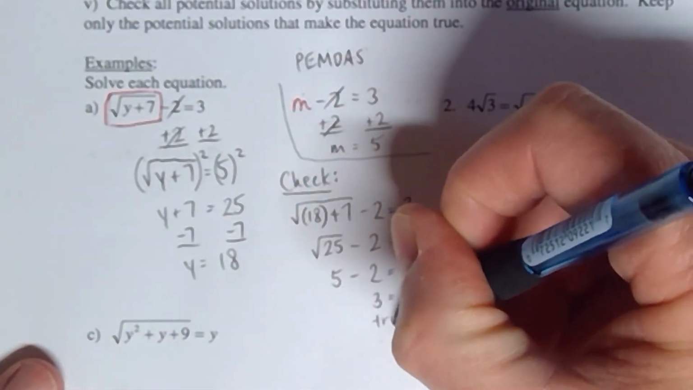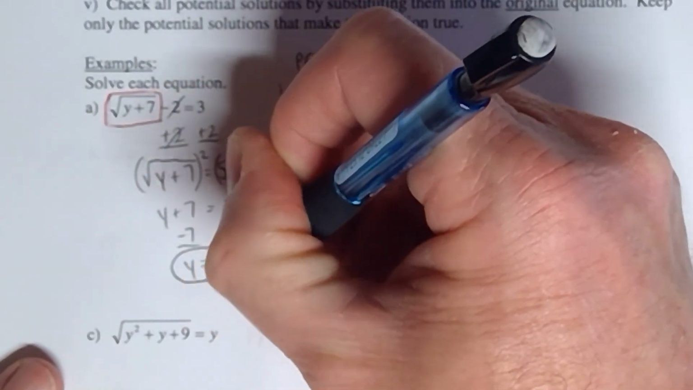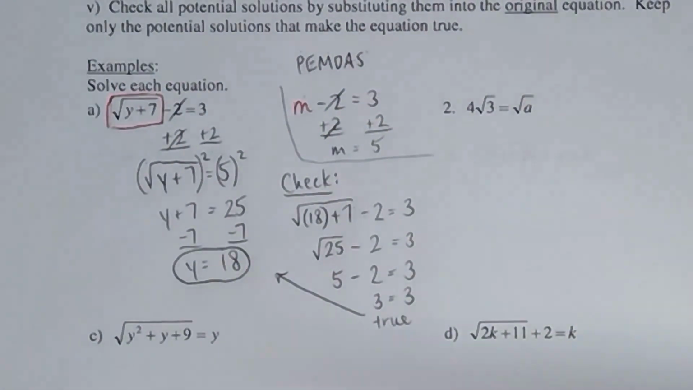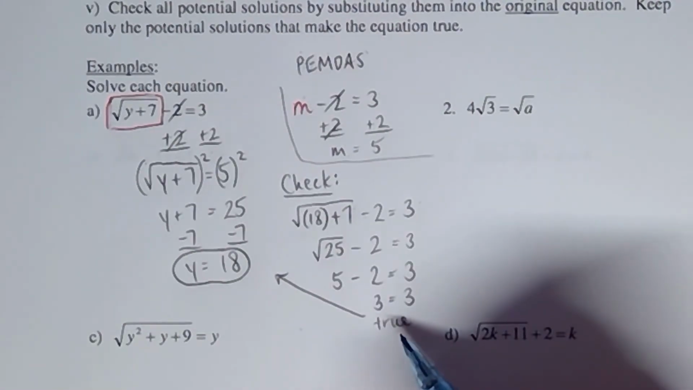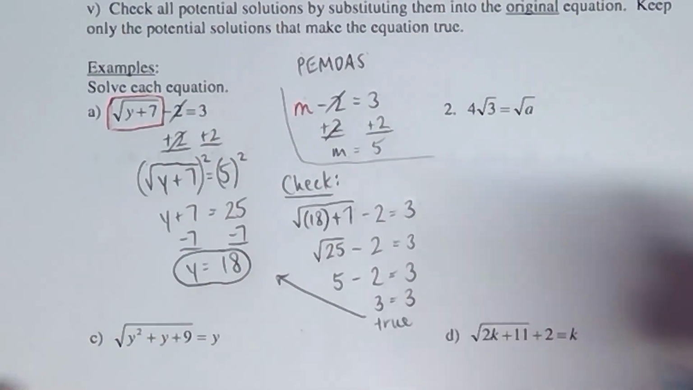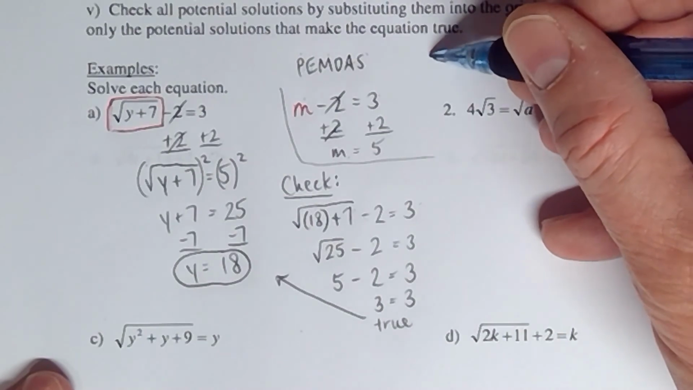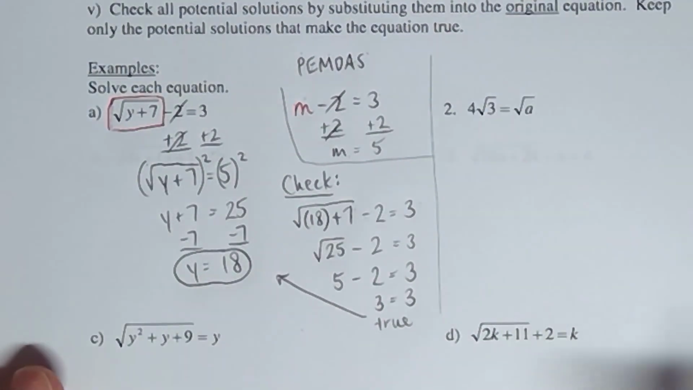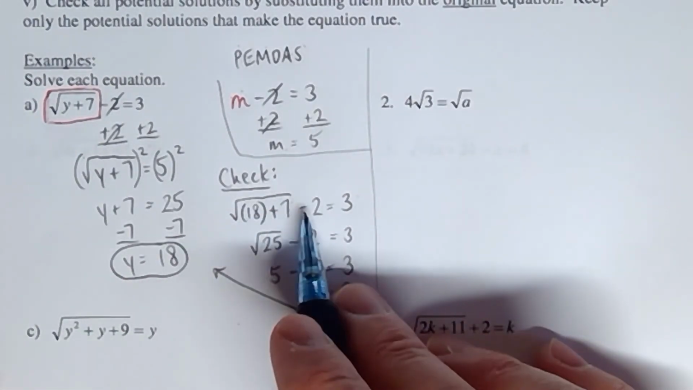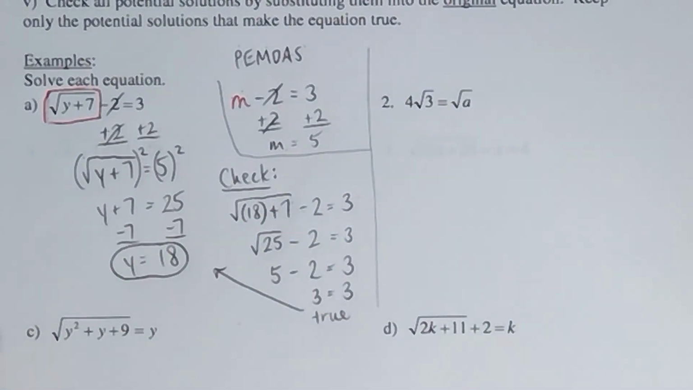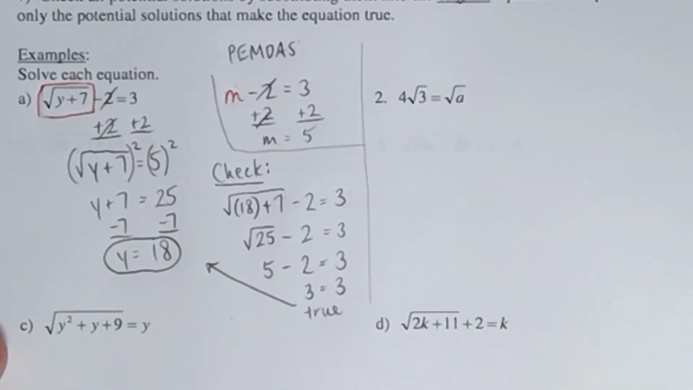Since it's true, what do we do? Just like in the last section, if there's no issues and it's true, we circle it. If there's an issue, in other words, if it's false, then you would cross it out, similar to the last section where we crossed it out if it was a zero denominator. So it all comes down to whether or not these two things are equal to each other when you figure out what each side of the equal sign is equal to. But don't forget to do that check.